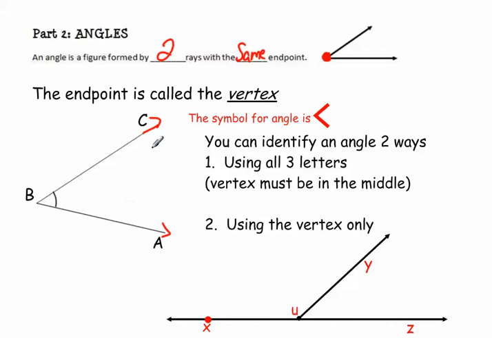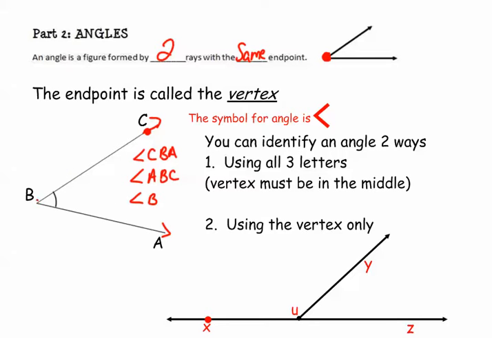Okay, first of all, we need to use the symbol, this is my symbol for angle, that right there. I'm going to use three letters, the three letters that are on my angle. So C, B, A, or I could say angle A, B, C. Using three letters. Now, sometimes if you only have one angle shown, you could also just use the vertex.